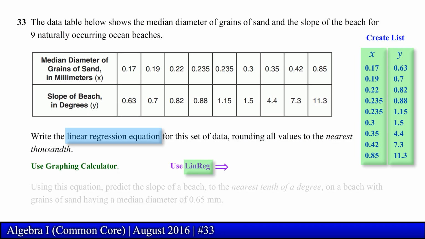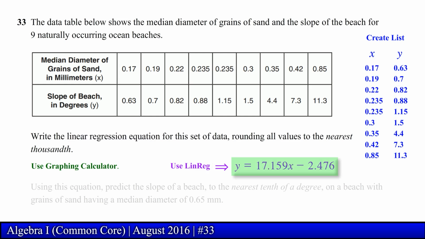in some calculators. Using the linear regression program, we obtain the following equation: y equals 17.159x minus 2.476, after rounding each number to the nearest thousandth.